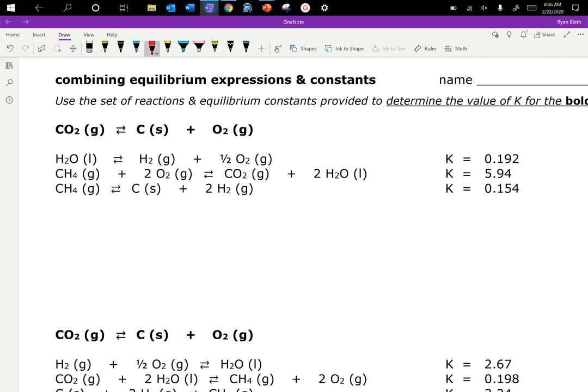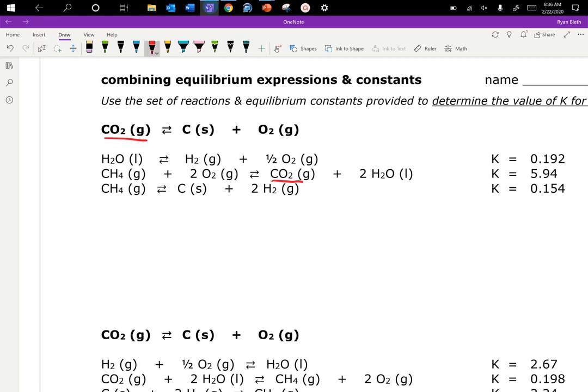So I'm going to look through my reactions here and see if I can find the one that'll get me CO2 on the left. Well, there's only one reaction that has CO2 in it, and it's right here. But I need it on the left, so I'm going to need to take that middle equation of my 3, and I'm going to need to flip that one to get carbon dioxide as a reactant. So I'll go ahead and do that.